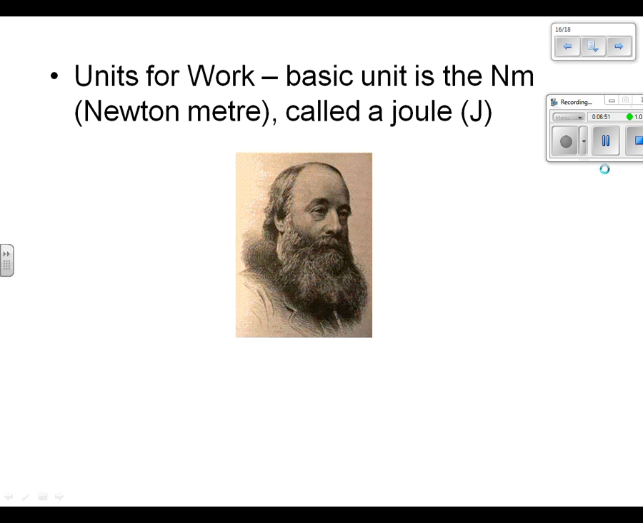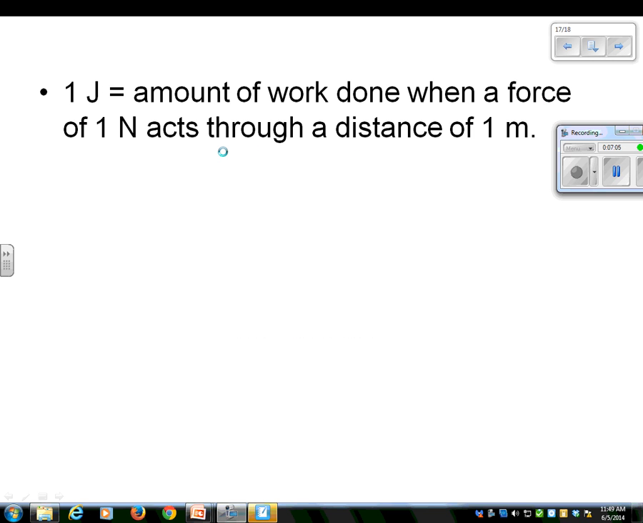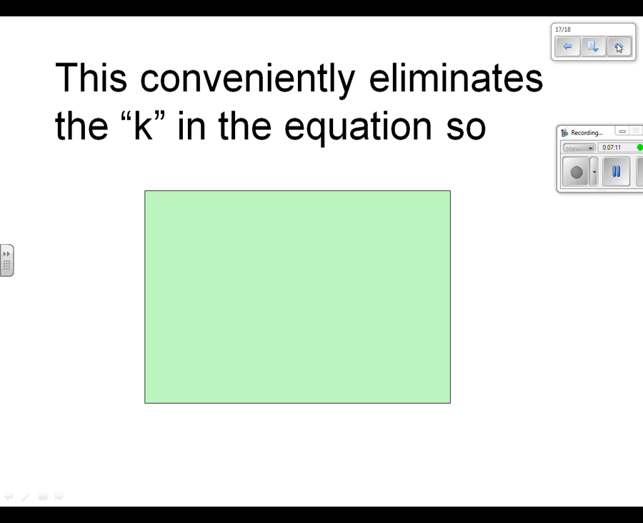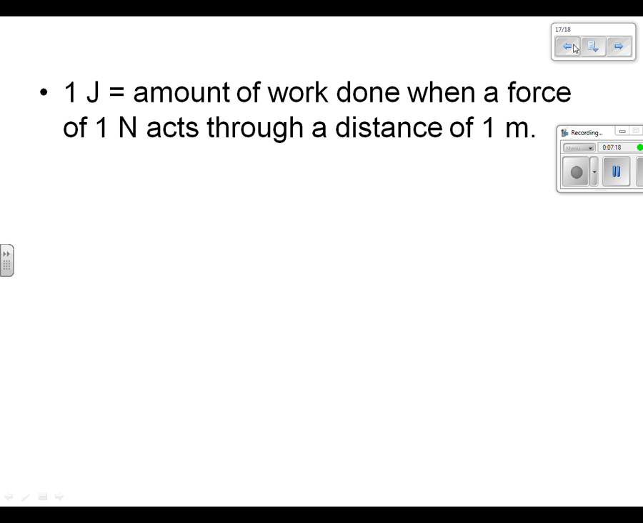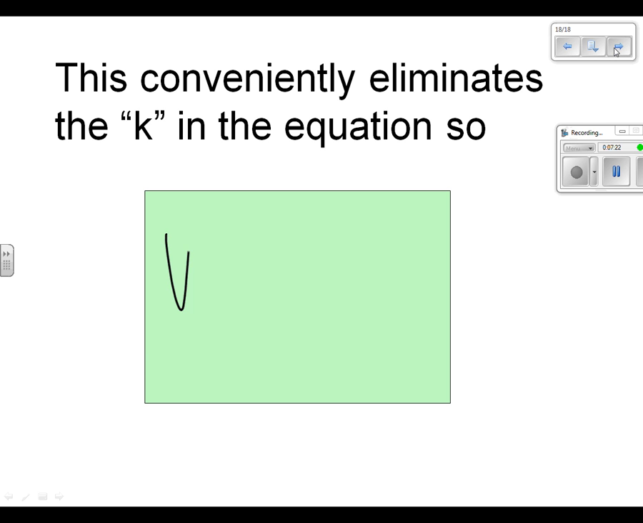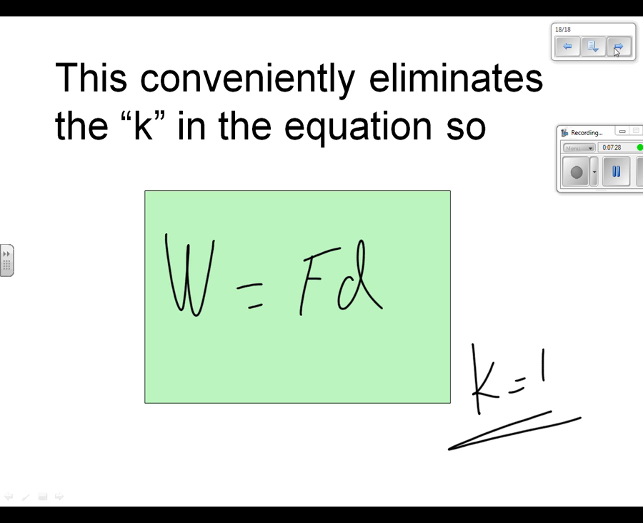So yeah, I can't remember his first name, but it's Joule. So what we did was we just said 1 joule is 1 Newton meter. In other words, we set the K value equal to 1. 1 joule is the amount of work done when a force of 1 Newton acts over a distance of 1 meter. Work equals FD. In other words, the K is simply set to 1. Because we get to define the unit, we as humans are just going to say the K value is 1.